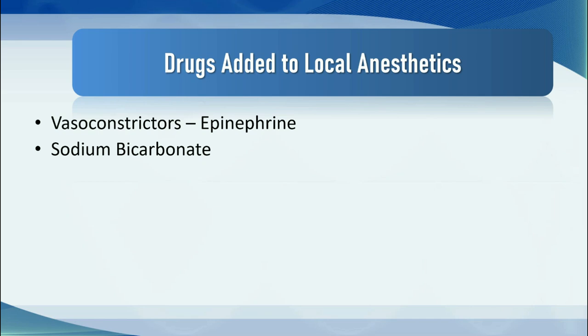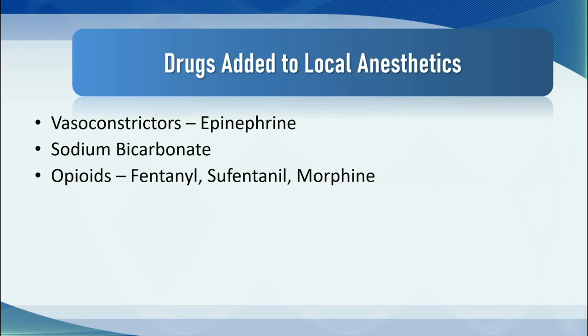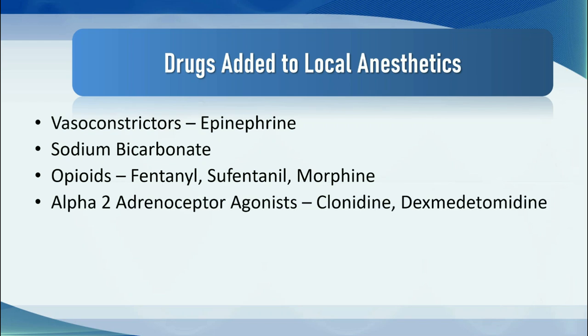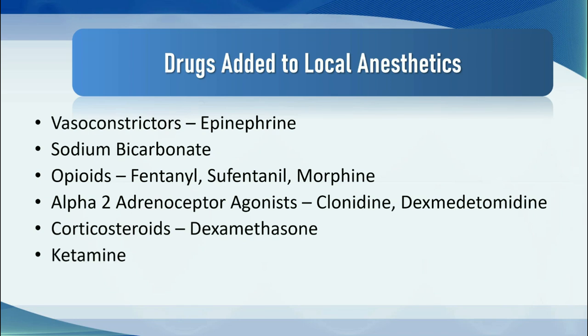within the neuron. Opioids like fentanyl, sufentanil, or morphine improve the quality and duration of neuraxial, that is spinal or epidural blocks, reducing the required volume of local anesthetic. Alpha-2 adrenoceptor agonists like clonidine prolong the duration of the block and may have other analgesic effects. Corticosteroids such as dexamethasone extend the duration of the block. Ketamine, which is only occasionally used, may enhance the analgesic effect. And hyaluronidase is used in retrobulbar eye blocks to facilitate the spread of the anesthetic.